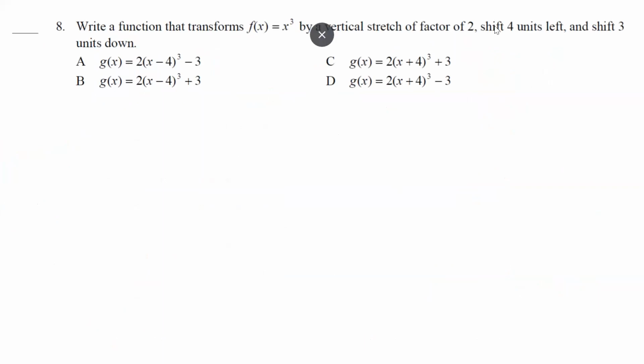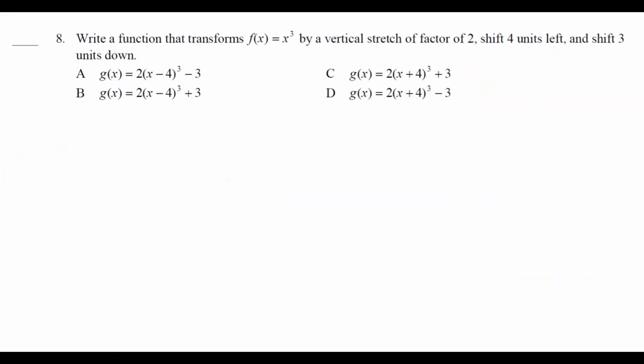Woo, look at this one. Write a function that transforms our beautiful parent function, f of x equals x to the power of 3, by a vertical stretch of factor of 2, shift 4 units left, and shift 3 units down. Now, without looking at our options, let's go ahead and clear them out for a little bit. Don't even look at your options. Así, mira. Woo, they're blanked out. Perfect. Okay.